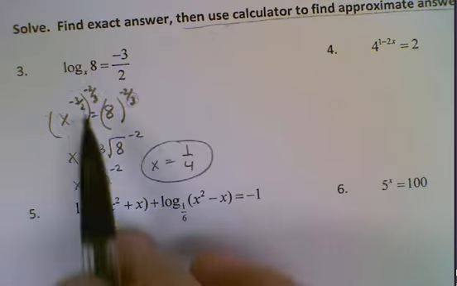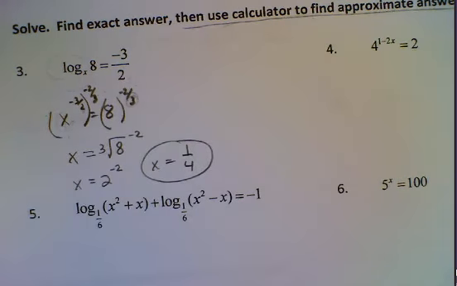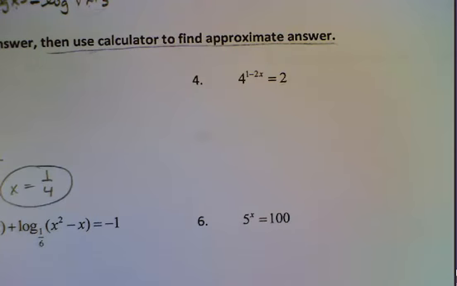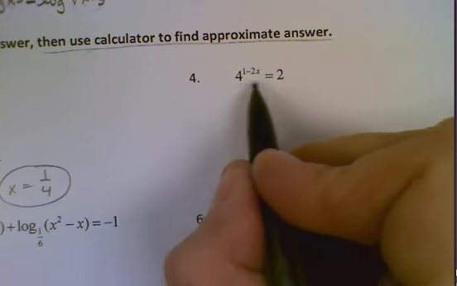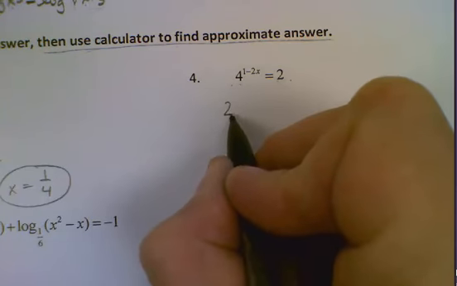Okay, so we put it in exponential. Make sure you know what to do to solve an equation like that. All right, number 4. Looks like I can get common bases. It's an exponential, but I think I can get the same bases, or I know I can.